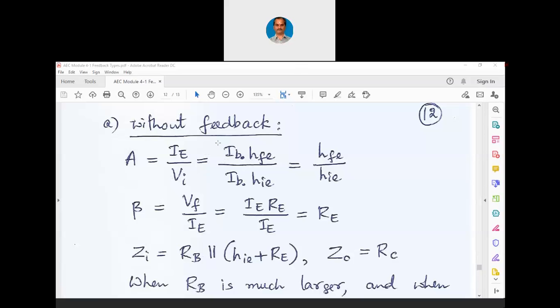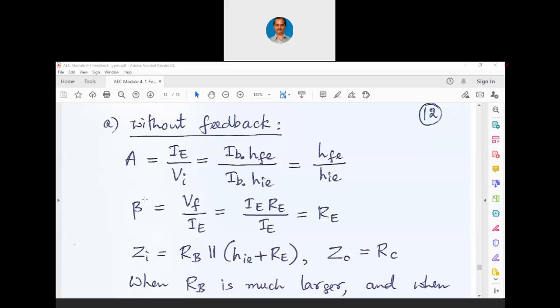So A is equal to IE by VI. What is IE? IB into HFE. And what is VI? IB into HIE. Right? Input voltage is nothing but input current into the input impedance for the transistor. So IB gets cancelled. We have the open loop gain A equal to HFE by HIE.